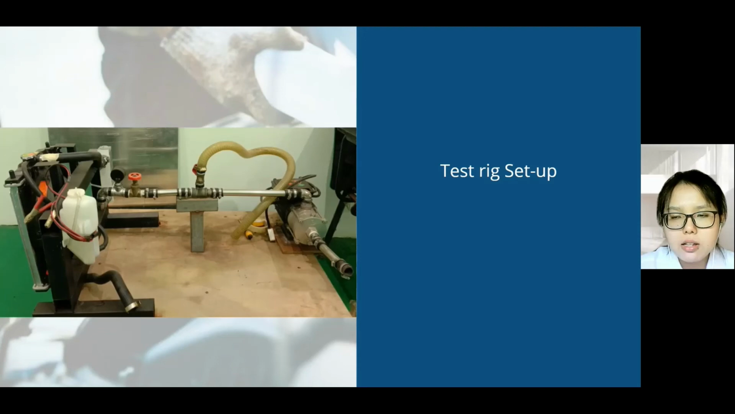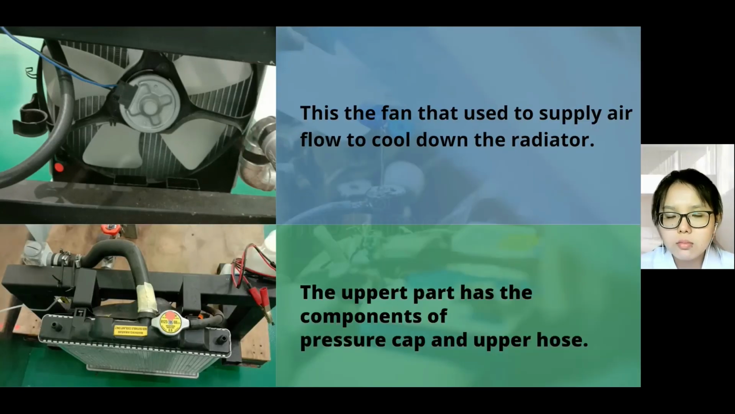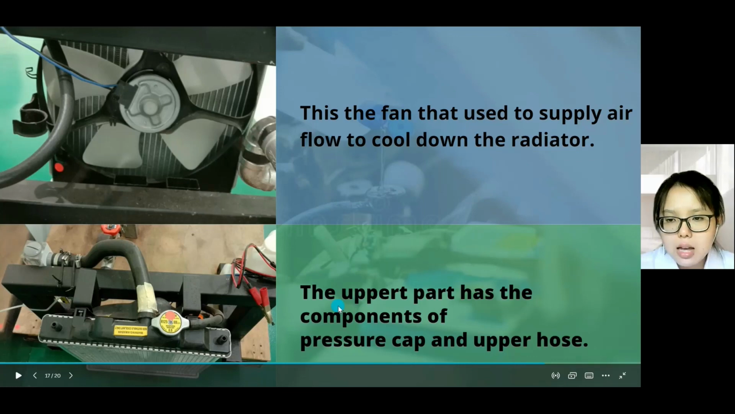This is the experiment setup, or test rig setup, and this is where the foam that we want to replace will go. This is an example setup of the test rig. These are the components attached to the test rig. This is the fan, used to supply airflow to cool down the radiator, and this is the radiator. The upper part has the components of the pressure cap and the upper hose.